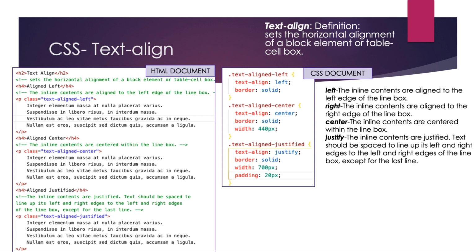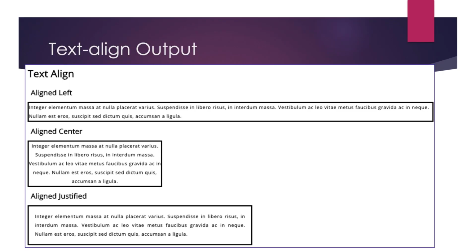So text should be spaced to the line up to its left and right edges, except for the very last line. So let's take a look and see what that looks like. All right, and here are our three examples: aligned left, aligned center, and justified. And of course, there are different applications for different things, but to my eye, the justified always looks great. And you can easily see why it will make sure that it goes to the left and right edges pursuant to any padding and margin set.